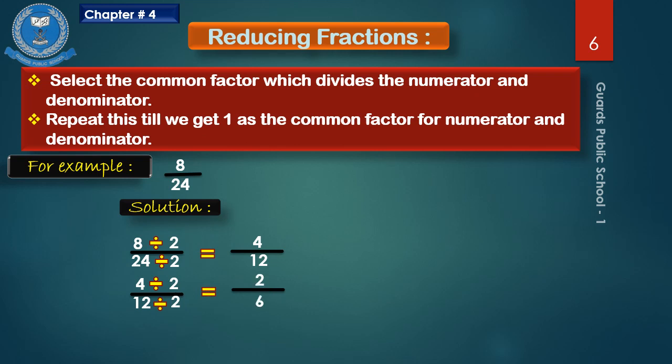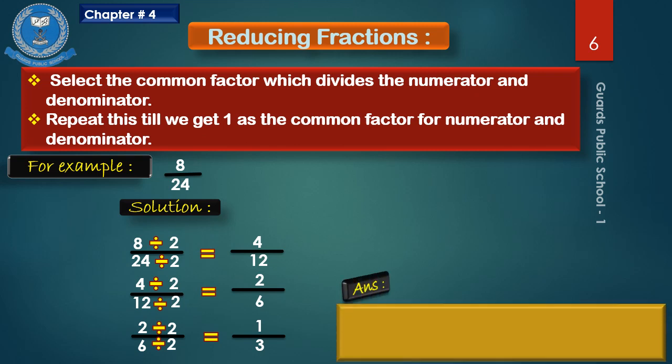Is it completely reduced, students? No. Again we will check by 2 first. 2 comes in the table of 2 and 6 also, it means we will divide both by 2. 2 1s are 2 and 2 3s are 6. Final fraction is 1 upon 3.